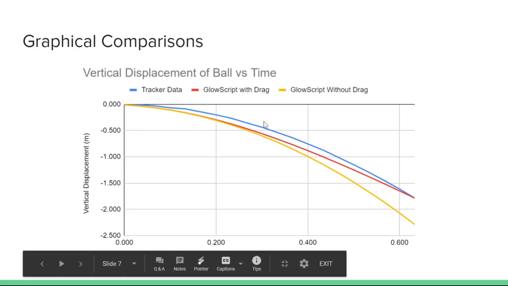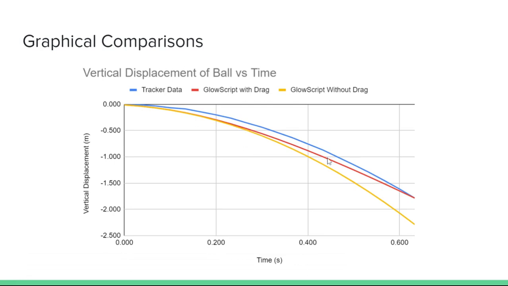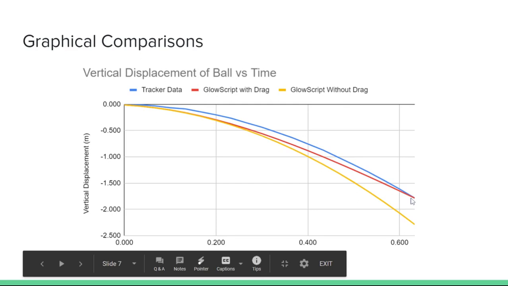The second one is GlowScript with drag. Now this makes sense as well because air friction was increasing, so the average net force on the ball was slightly smaller than if there was no air resistance because air resistance was countering the effect of gravity. So since this net force was smaller, there was a smaller vertical displacement.